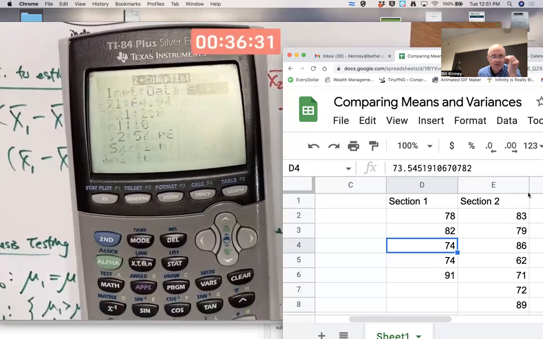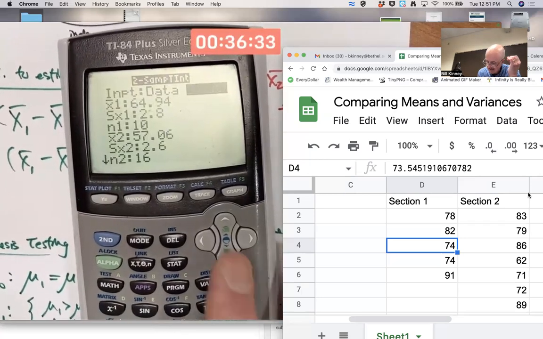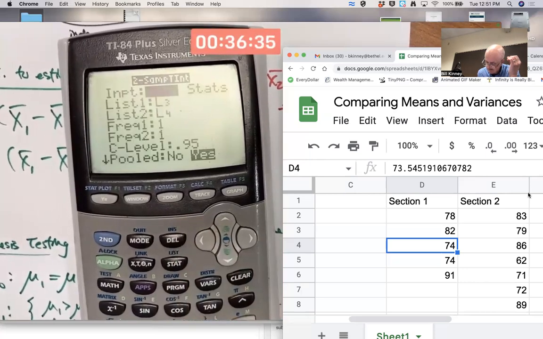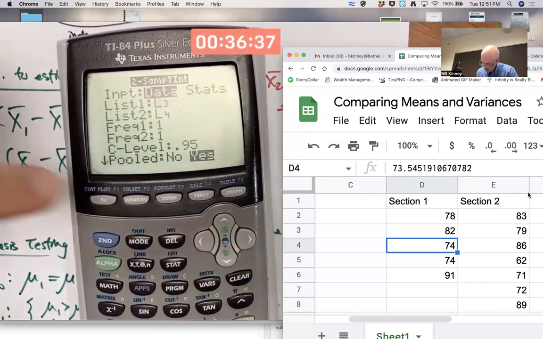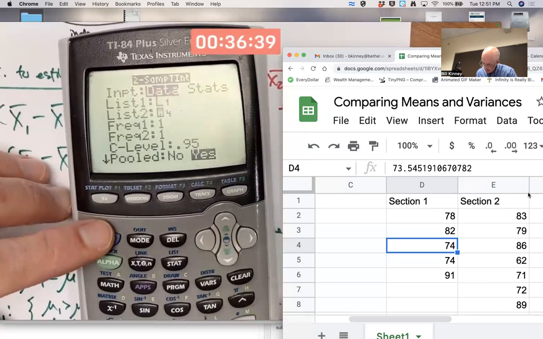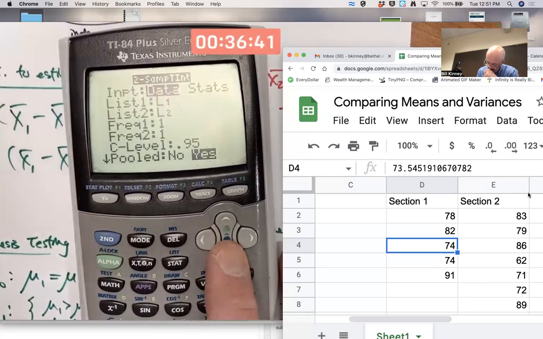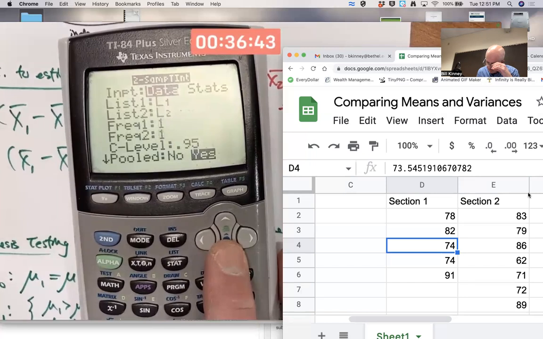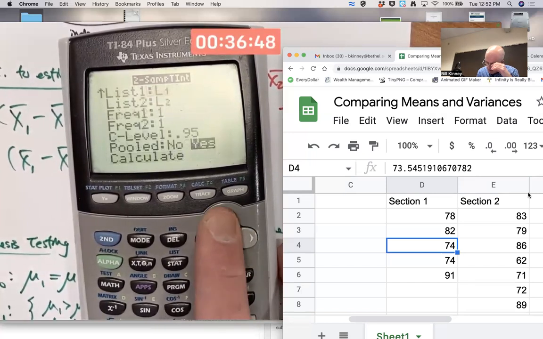2-sample t-interval. We've got data, not stats. List 1 and list 2. Leave the frequencies at 1. C level, that's the confidence level. Pooled, yes or no?